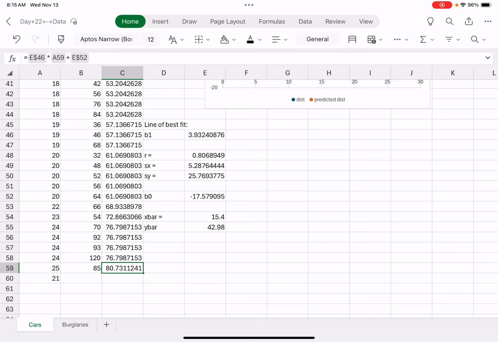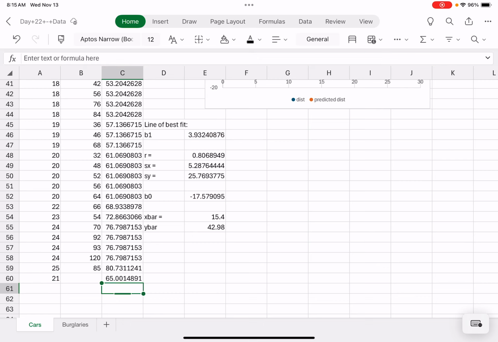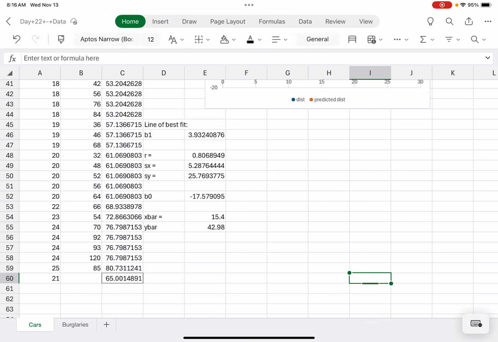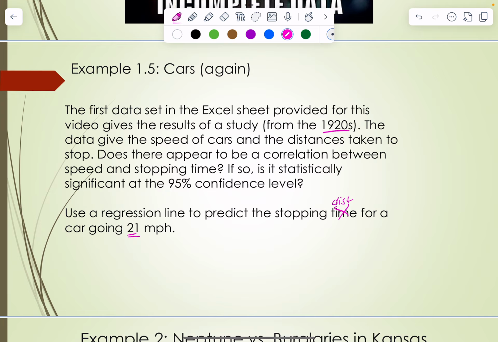And then I'm just going to copy and paste that value right there. So notice what it's doing. It's doing exactly what I need it to. It's going to take my B1 and multiply it by the 21, which is in the red cell, and then add my intercept. And so that gives me my predicted distance. That's how far it's going to go before it comes to a complete stop. 65. Okay, and so that would be my answer.